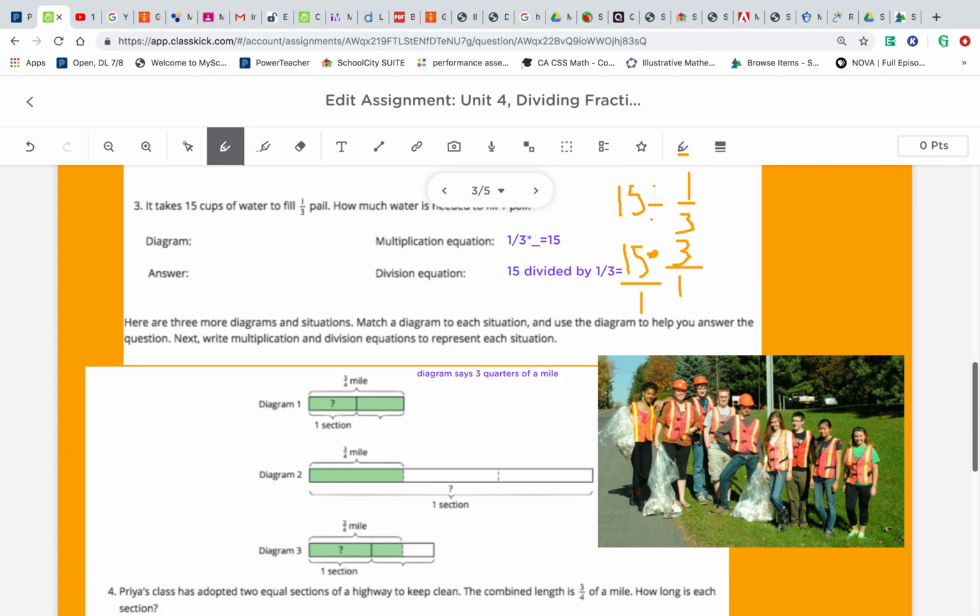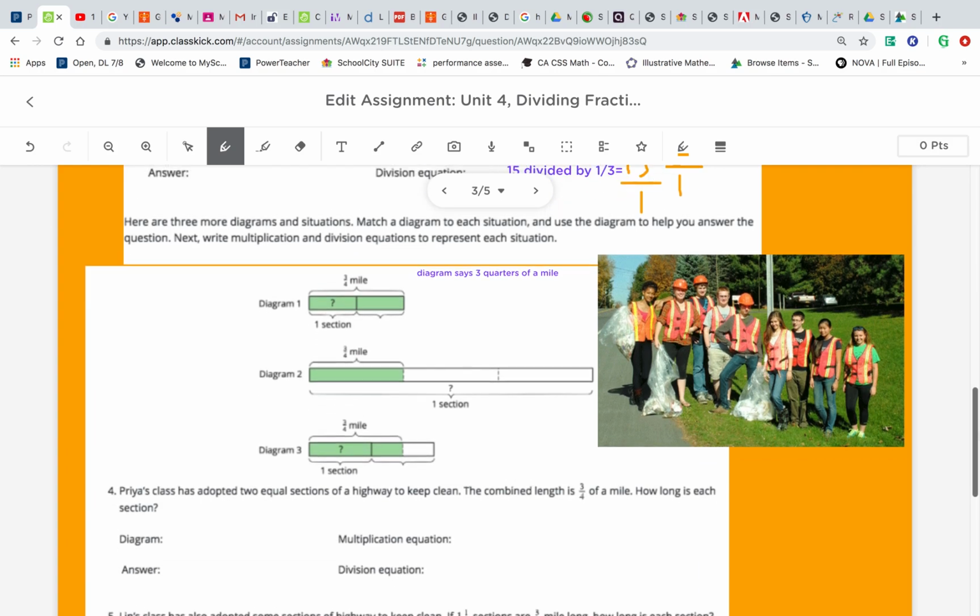All right, so we have 3 more diagrams. All right, so same idea, right? We're going to match the diagram, and then we're going to write the equations, and then we're going to figure it out. All right, in case this was a little bit blurry for some of you, it's 3/4 of a mile, 3/4 of a mile right here is what it says there, there, and there.